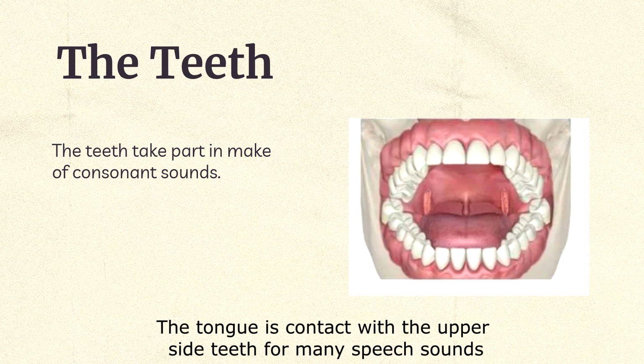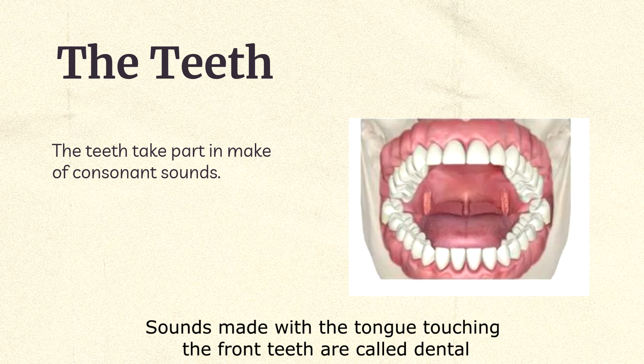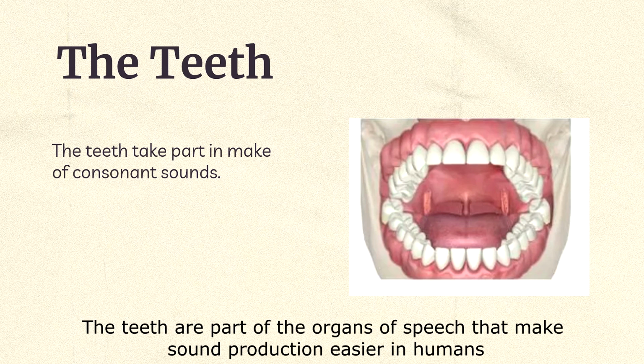The tongue is in contact with the upper side teeth for many speech sounds. Sounds made with the tongue touching the front teeth are called dental. The teeth are parts of the organ of speech that make sound production easier in humans.